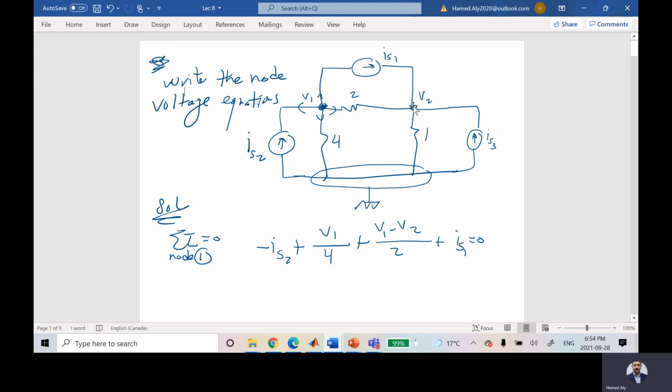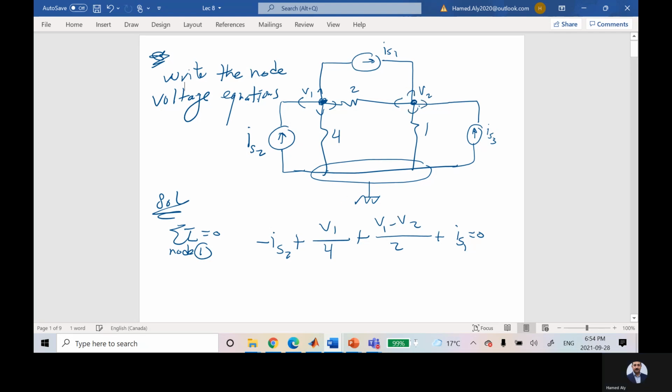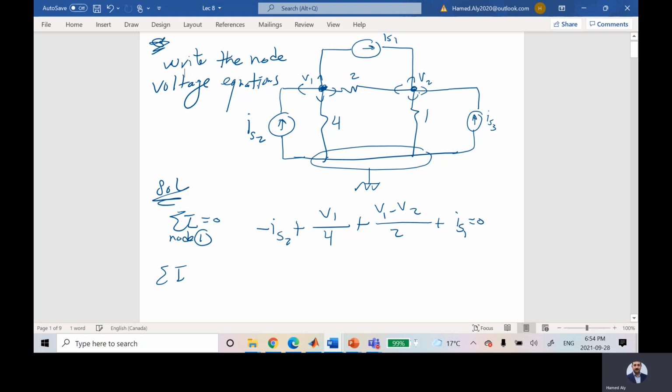I'll do the same from that side. And I will assume that all currents are leaving. So summation I is equal to 0 for node 2. I will have negative IS1, which is this current, and negative IS3, which is this current, and (V2 minus V1) over 2, and (V2 minus 0) over 1 is equal to 0.